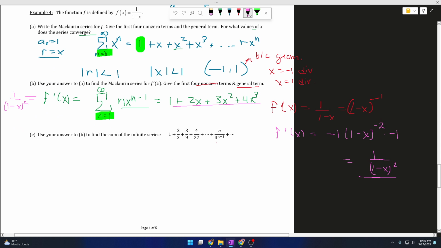Use your answer to B to find the sum of this infinite series. So now we're just going to compare this general term here to this one here and try to find a difference. The only difference being that now x is equal to 1/3. The reason why I know x is equal to 1/3 is just because it's in the denominator. So we just want x equal to 1/3.